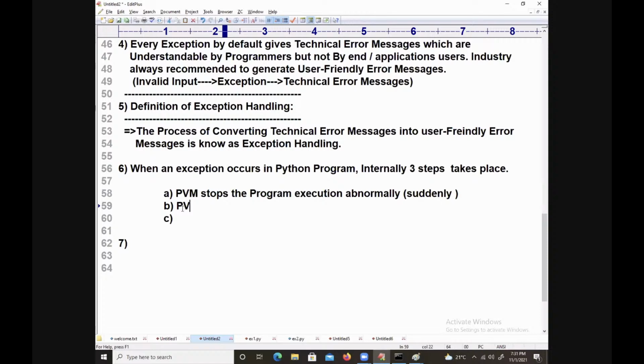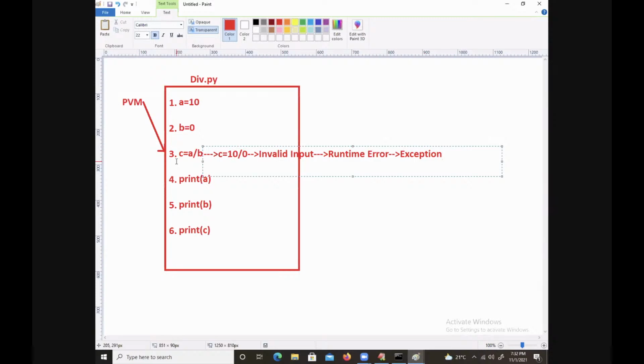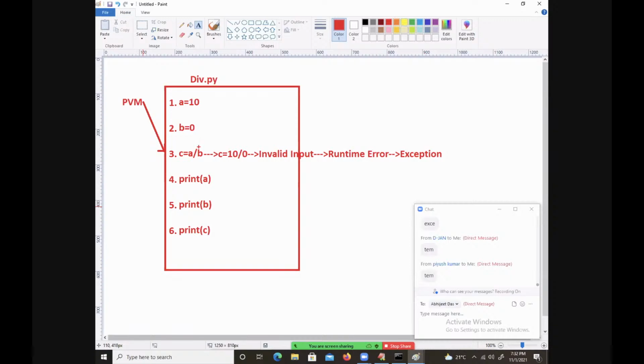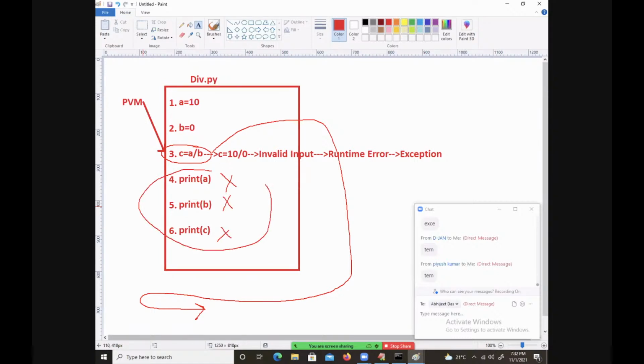When it stops, what is happening? PVM comes out of the program flow. My dear students, when the exception occurs in line number 3, it immediately comes out of the program flow without executing the further statements. That is known as abnormal termination.